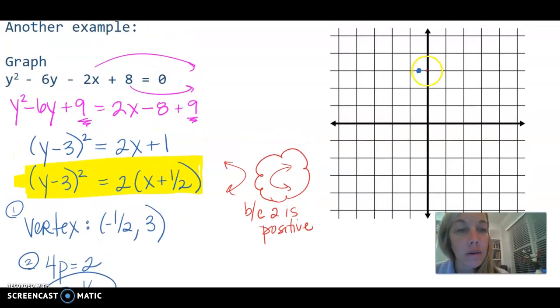and I want my focus to be inside the parabola, so I'll go right here, and the directrix is always outside the parabola, so it goes over here. I went 1/2 in each direction to find those values.